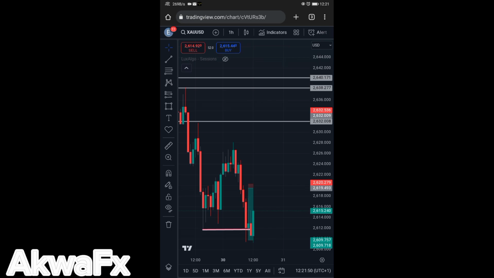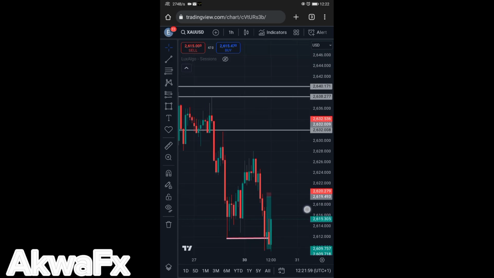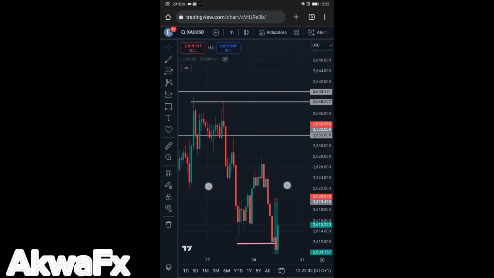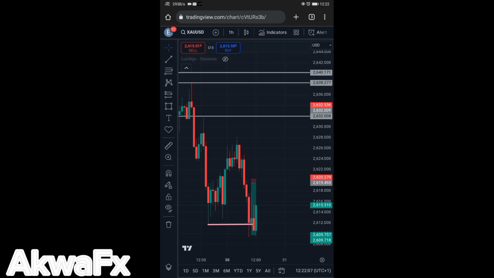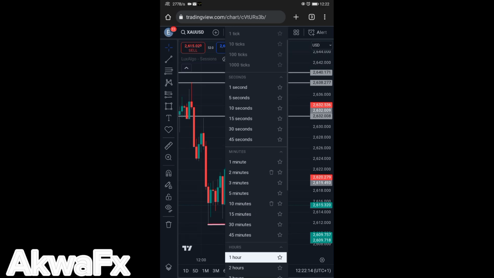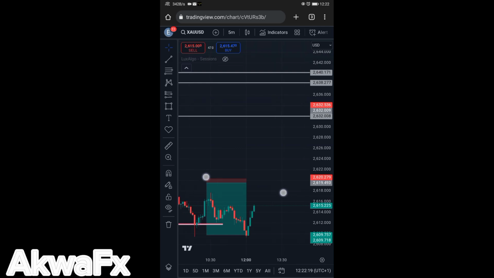Let me show you how I took this trade. This is the trade. Before taking this trade, I have to know the trend of this market. Looking at this trend, I saw that the trend of this market was bearish. That is on my H1. I was looking for the trend, and that was when I went down to my 5 minutes chart.